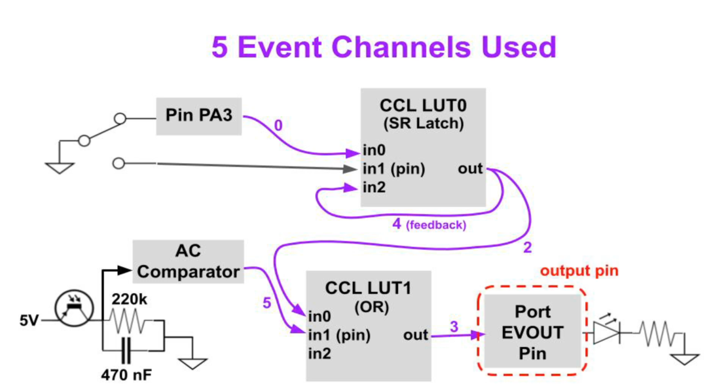Each port, like port A, contains an output pin called EVOut. It can be an event user. You could have a channel route the state of an input pin to this output pin. Then the output pin would automatically reflect the state of the input pin.